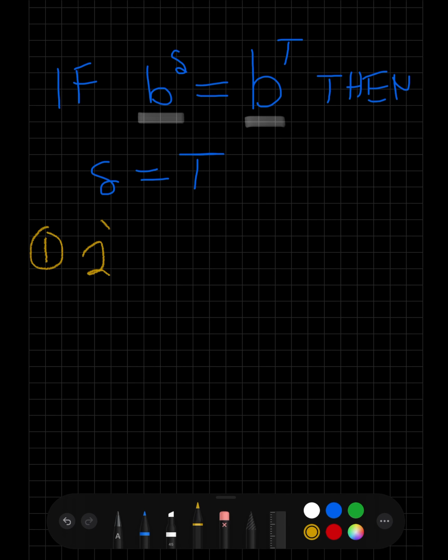So let's do one example here. Let's suppose I had 2 raised to the x minus 1 power, and that's equal to 2 to the 2x minus 4.